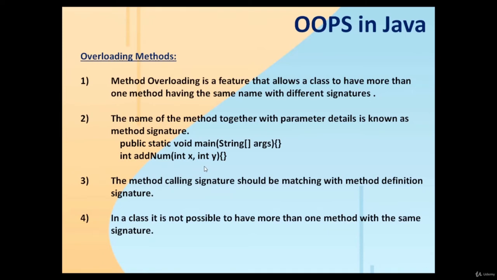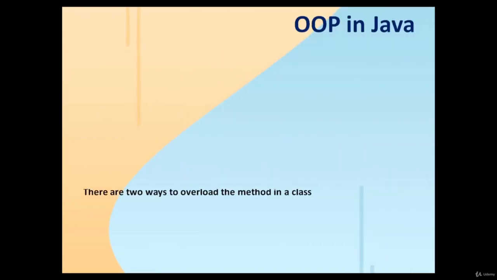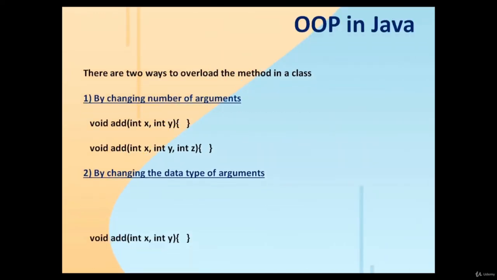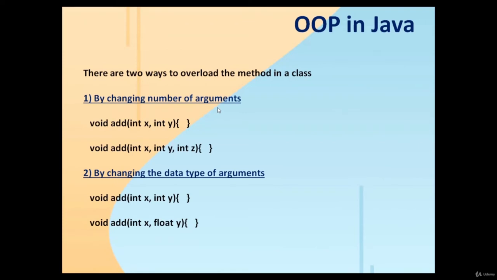So overloading methods are nothing but, in a class, if there exists more than one method with the same name, but with different signatures. So name of the method together with the argument details. And this overloading may happen in two ways. One is by changing the number of arguments. So in this add method, the signature is add with the two integers. The next add method is add with the three integers. The first add method has two arguments. The second add method has three arguments. That is one way method overloading happens.